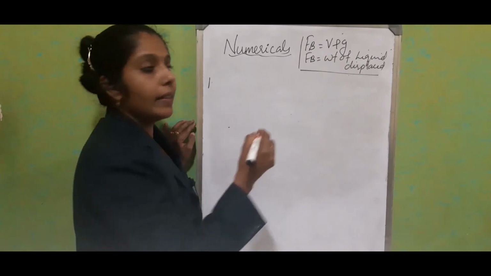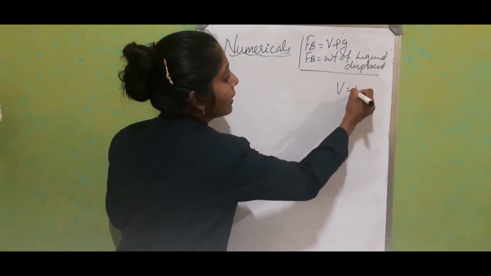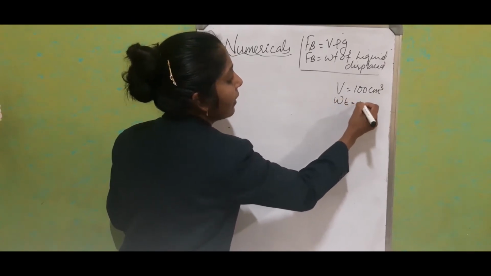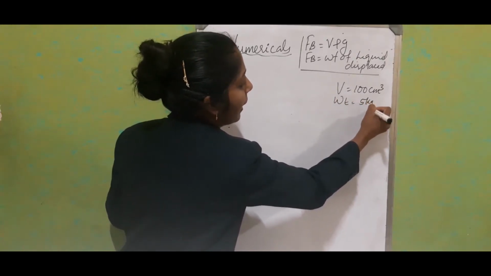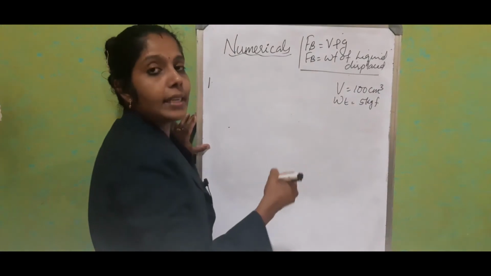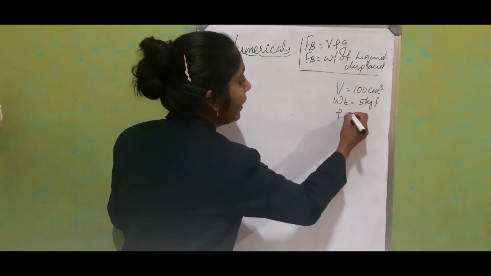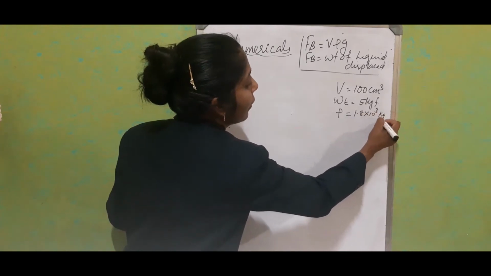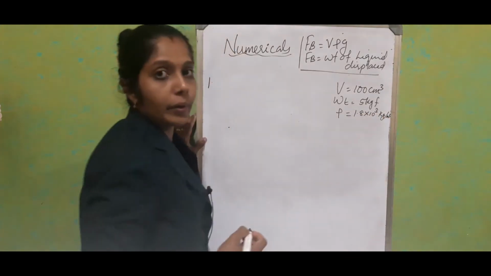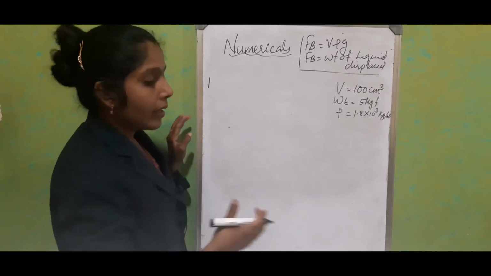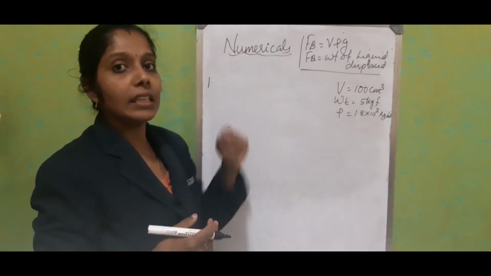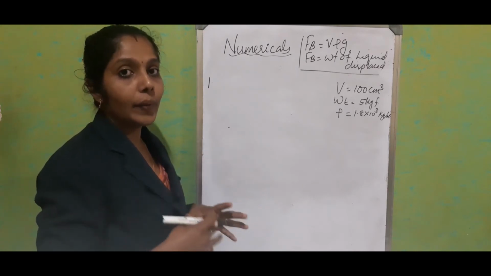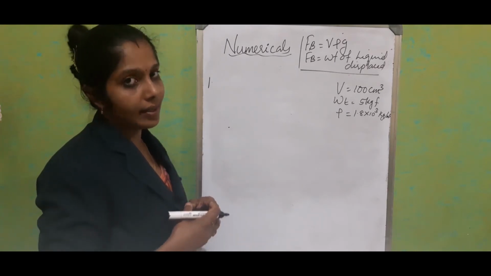First question, it's given that the volume of a body is 100 centimeter cube and its weight is 5 kilogram force, and it is immersed inside a liquid of density 1.8 into 10 to the power 3 kilogram per meter cube. So these are the things given. This is when it is in air. If it is completely immersed inside the liquid, what is the upthrust experienced?